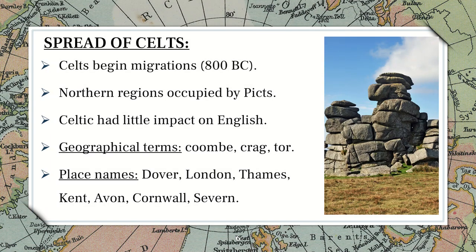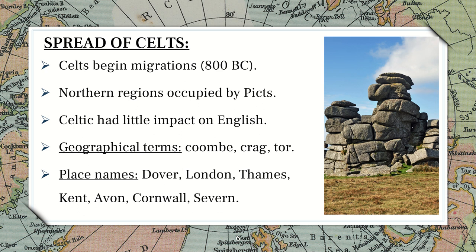Now, around 800 BC, the Celtic people from around Central Europe began their migrations as well. By around 600 BC, they had arrived in Britain, and they remained towards the south and center and did not go north, which was occupied by people known as the Picts.